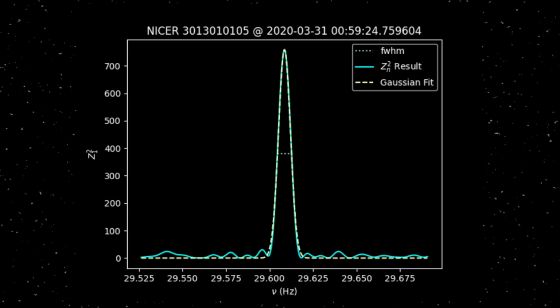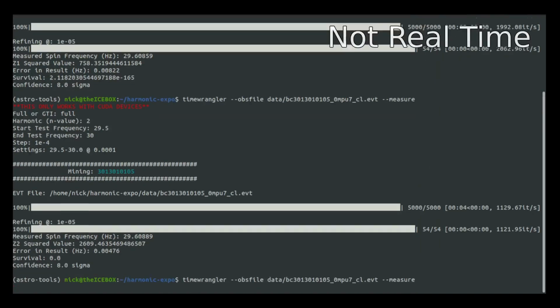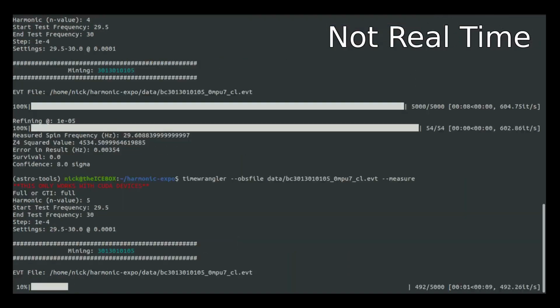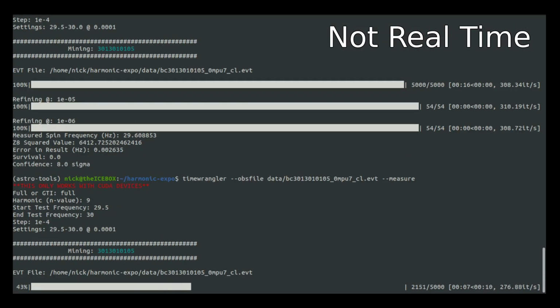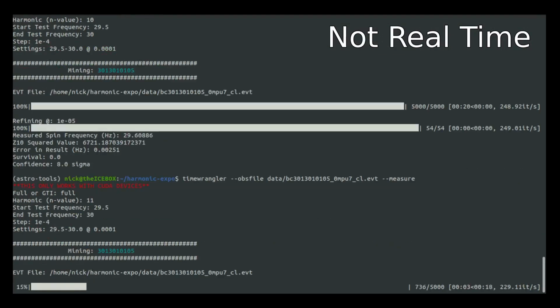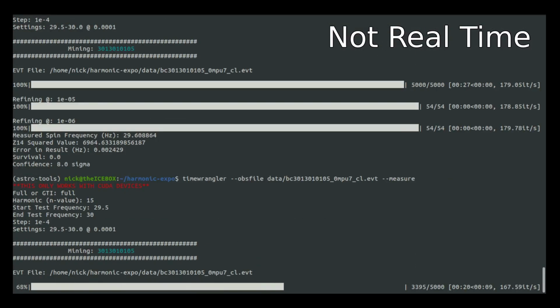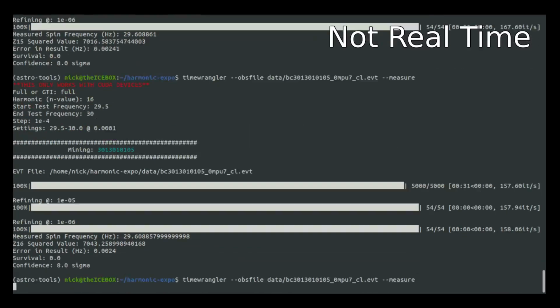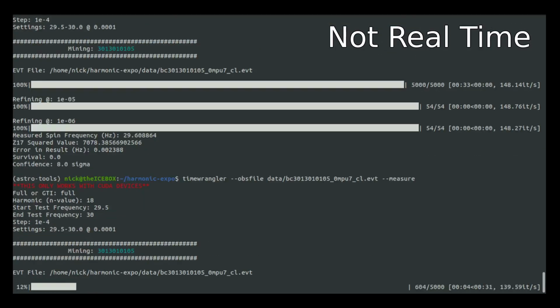But the question is what happens when we introduce more than one harmonic, or compute Z2 squared, Z3 squared, and so on and so forth. So what I've done here is I have gone ahead and used my, for the moment, closed source code called Time Wrangler, which is just an implementation of the Zn squared statistic, and I have gone through and processed the same NICER data set for the Crab Pulsar between Z1 and Z20 to see what happens with those results. Let's take a look at them right now.